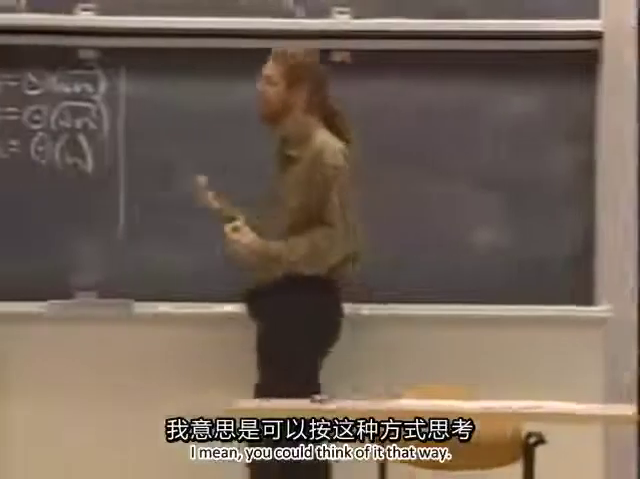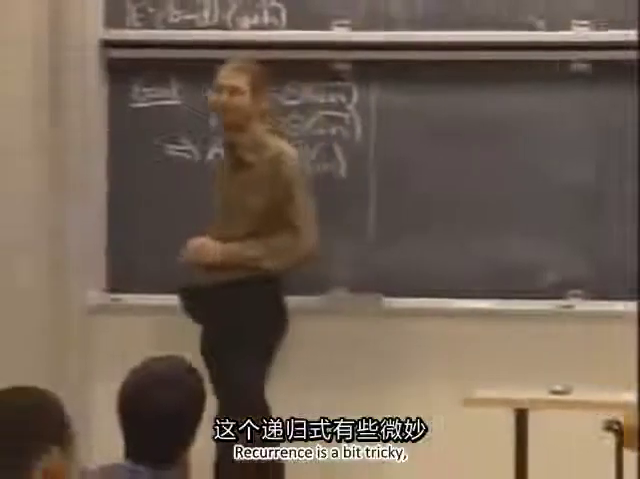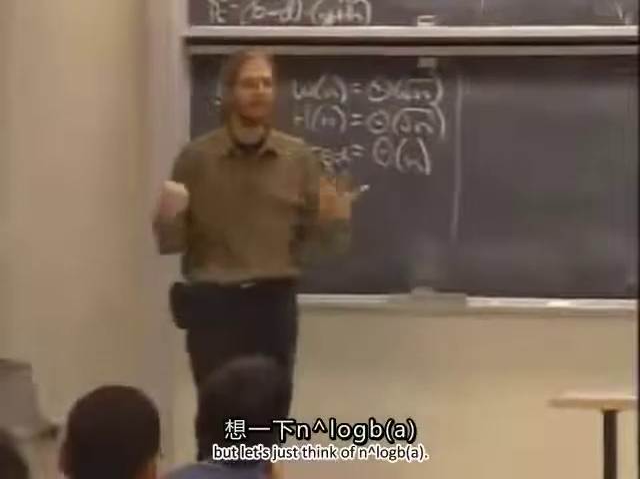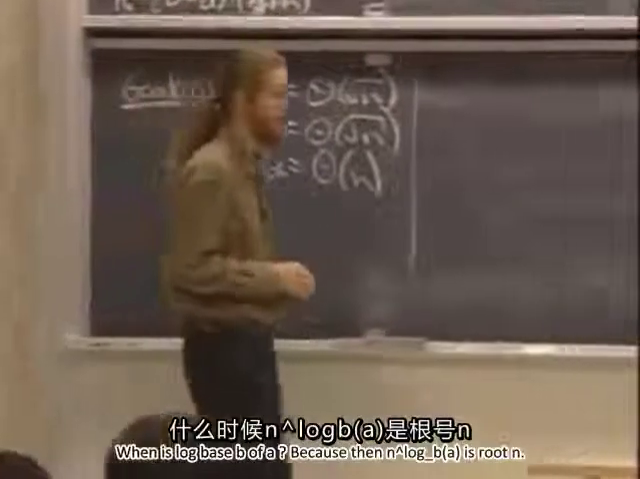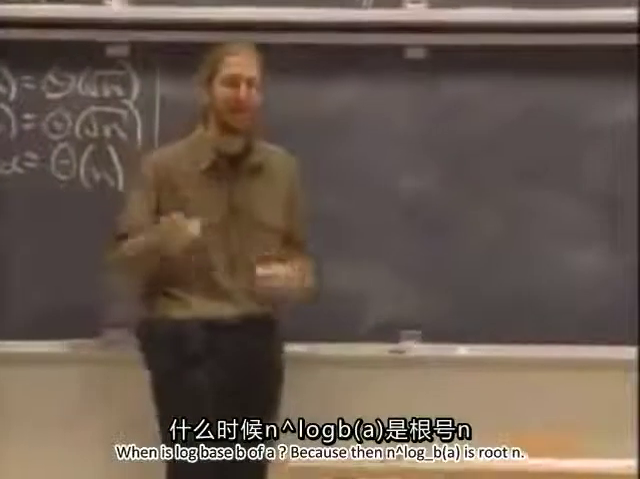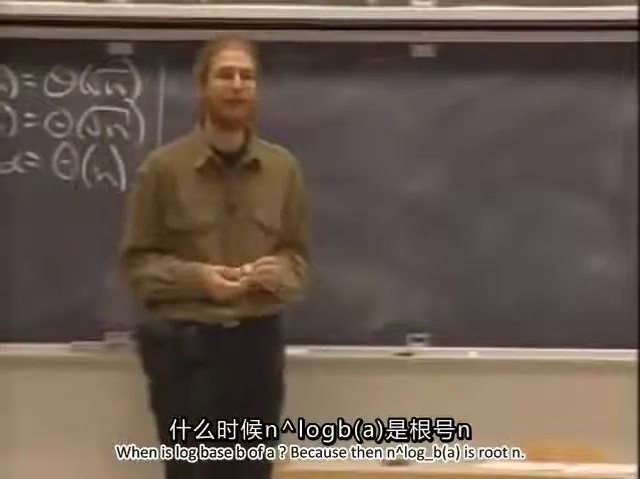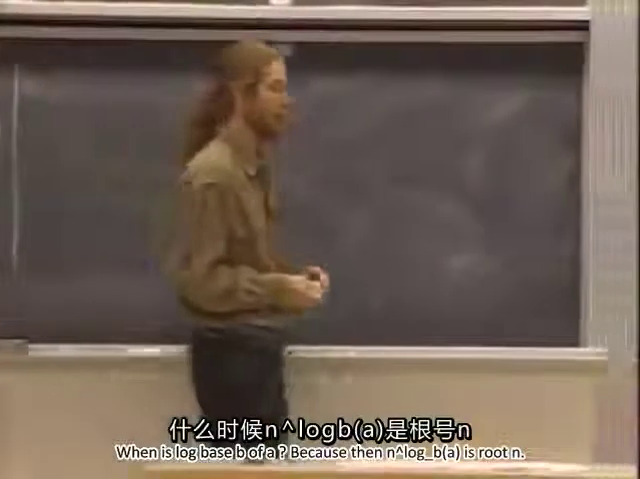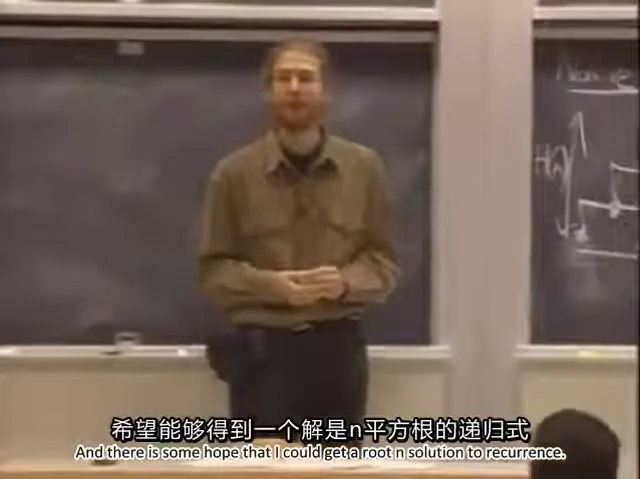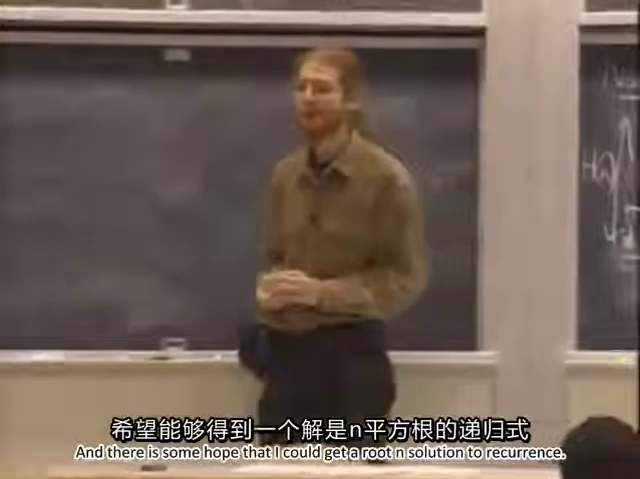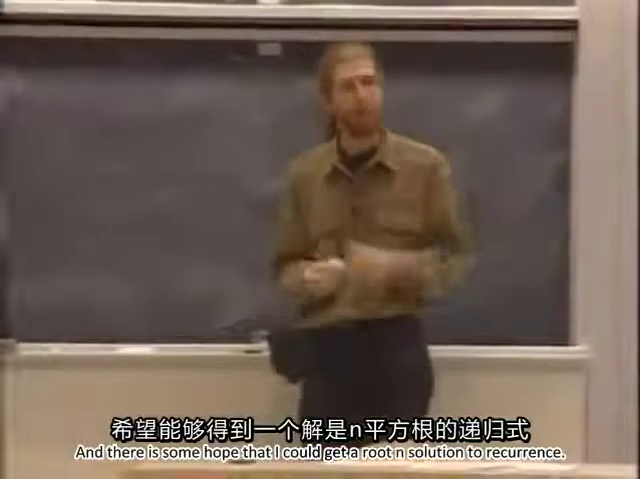I mean, you could think of it that way. Recurrence is a bit tricky. Let's just think of n to the log base b of a. When is log base b of a a half? Because then n to the log base b of a is root n, and there's some hope that I could get a root n solution to the recurrence.